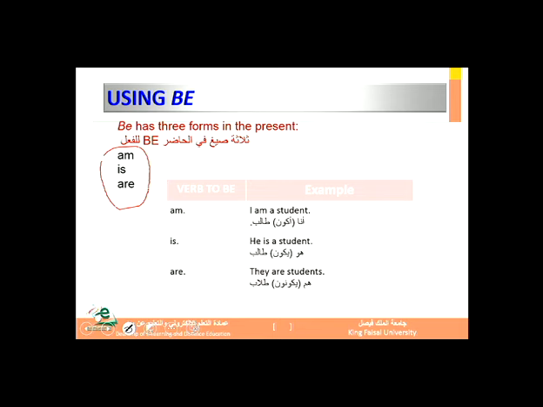When we say, I am a student, he is a student, they are students, you notice that the verb to be changes according to the change of the subject. When it is I, the verb to be is am. When it is he, the verb to be is is. And when it is a plural subject, the verb to be is are. So the verb changes according to the subject. These are very simple examples of how the verb to be can change according to the subject of the sentence.